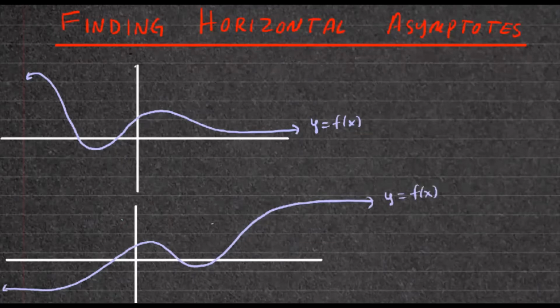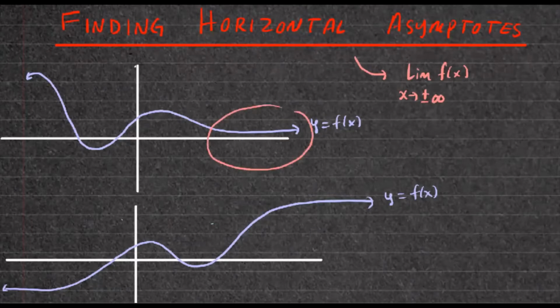A horizontal asymptote is computed by simply taking the limit of the given function as x goes to plus and minus infinity. So as x goes to infinity, if you look at this one, it looks like the function is getting closer to this line right here, which is the x-axis. So the horizontal asymptote will be y equals 0.